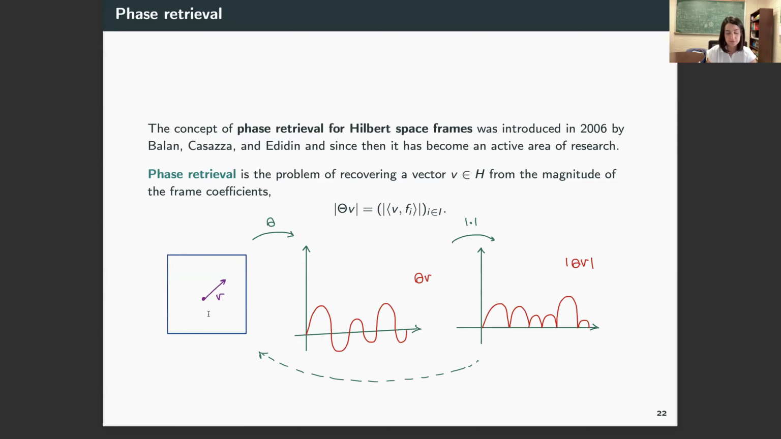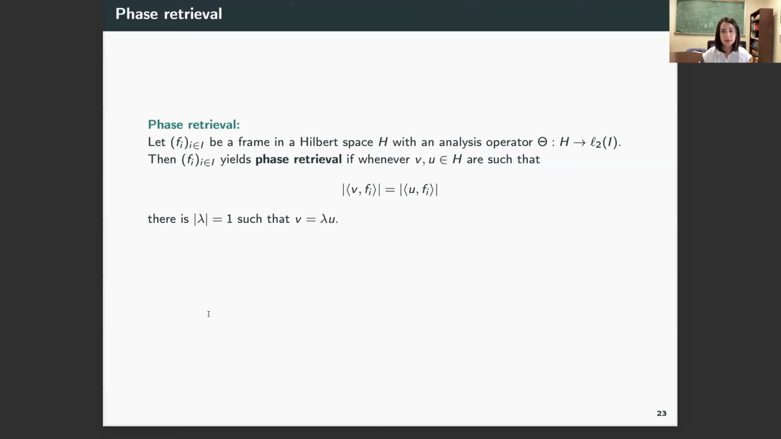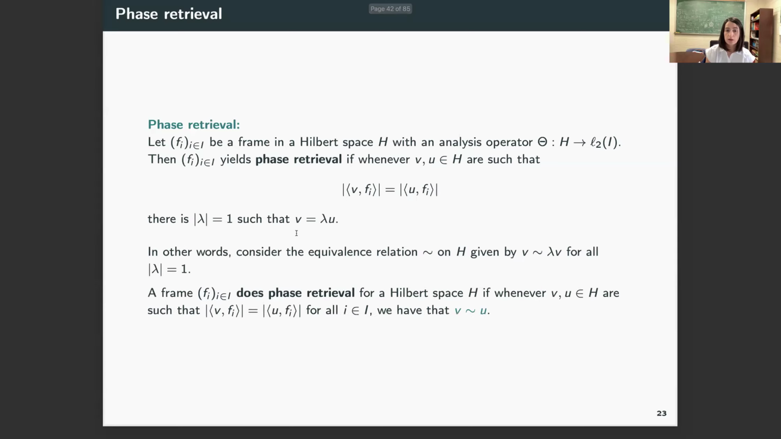In terms of the definition, phase retrieval is this: take any two vectors x and y in H. We say our frame does phase retrieval if, when I have the magnitude of the frame coefficients of V with my frame and U with my frame being equal, then there is a lambda with modulus 1 such that V is equal to lambda U. So in the real case, you can just think about it as V is equal to plus or minus U.